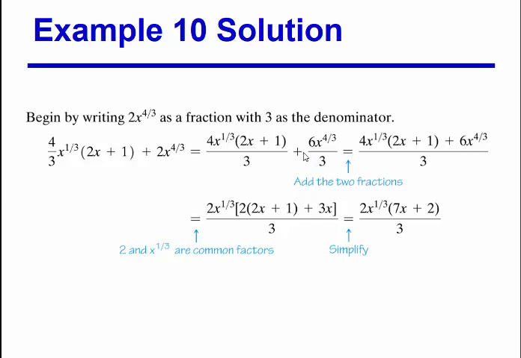In order for us to combine these two, the 2 we multiply by 3. And then we have our numerator. We can simplify our numerator a little bit more, and then ultimately we end up with 2 times x to the 1/3 times 7x plus 2, divided by 3. And that's the end of R8.